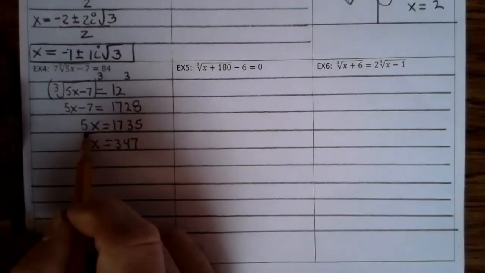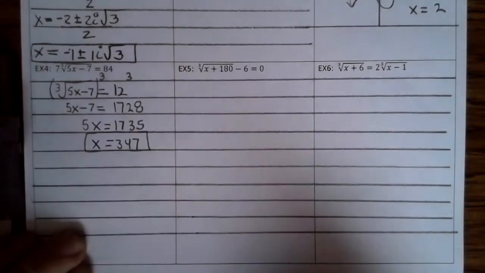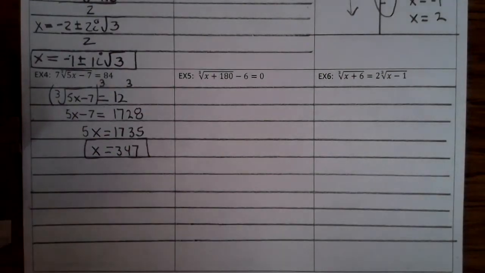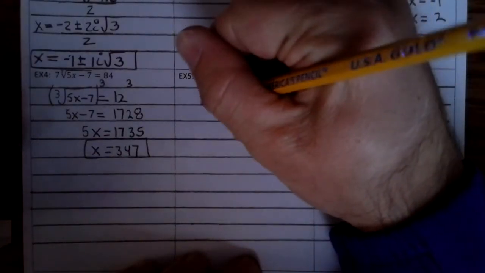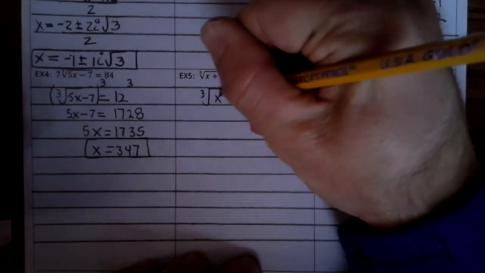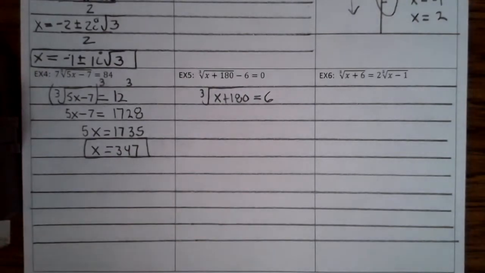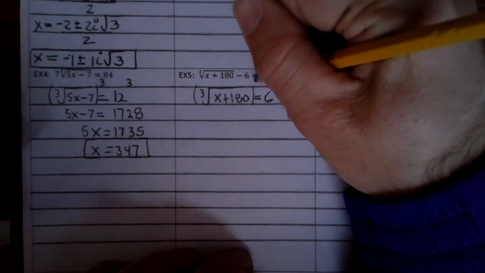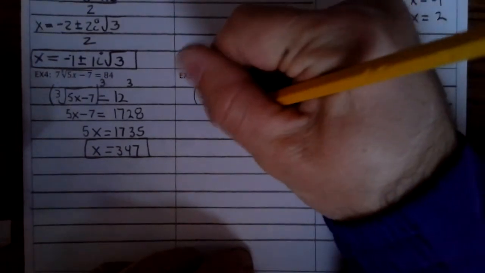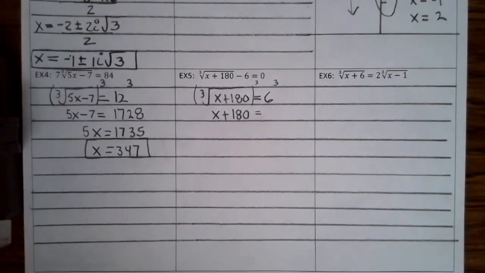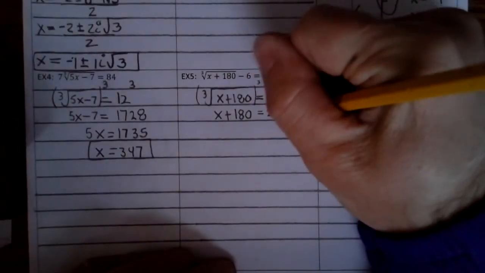All right, and let's take a look at example 5. First thing we're going to do is isolate the cube root. We're going to add 6 to both sides, so we get the cube root of x plus 180 equals 6. Okay, cube both sides. So you get x plus 180 equals 6 cubed, which is 216. Subtract 180 from both sides, x equals 36.